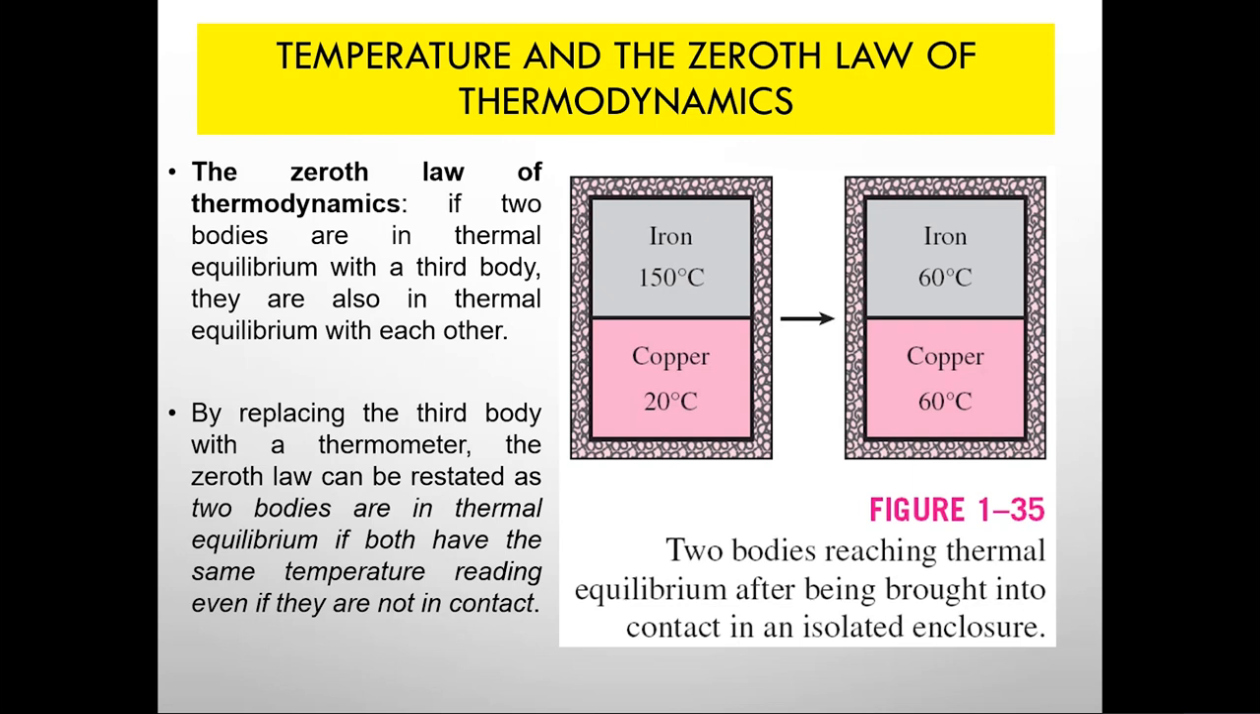Let's say I have a bucket of ice and water in thermal equilibrium, and I place my mercury thermometer within that bucket. Now, when I place it in the bucket, let's say there are no markings on the temperature scale.